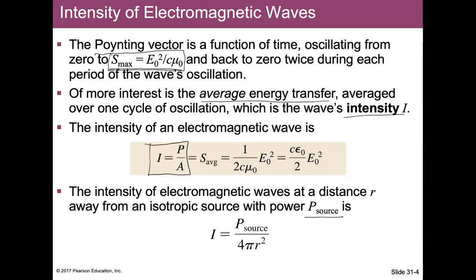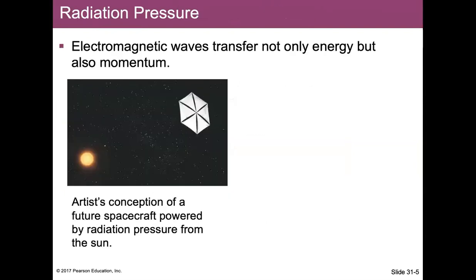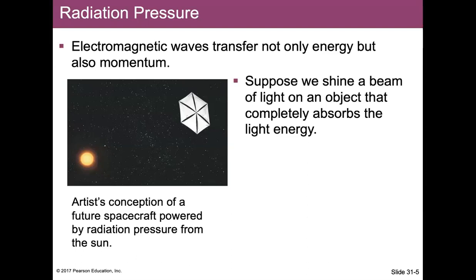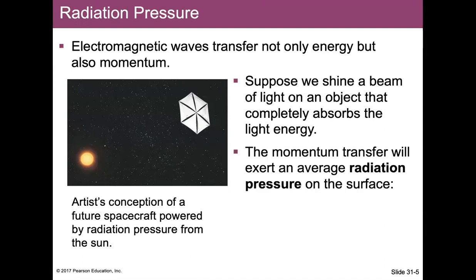Now, another thing that we can look at when we're looking at electromagnetic waves is the radiation pressure. So electromagnetic waves transfer not only energy, but also momentum. So let's suppose we shine a beam of light on an object that completely absorbs the light energy. So if it completely absorbs the light energy, the momentum transfer will exert an average radiation pressure on the surface.